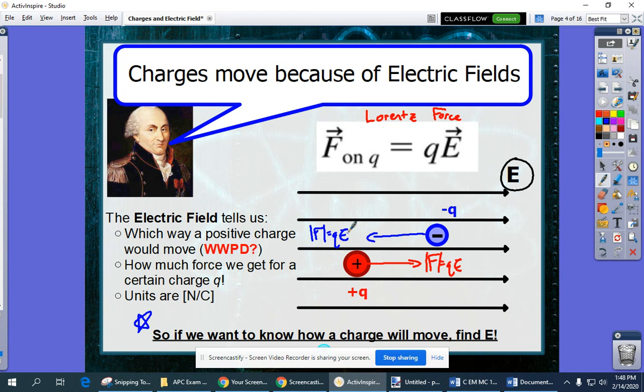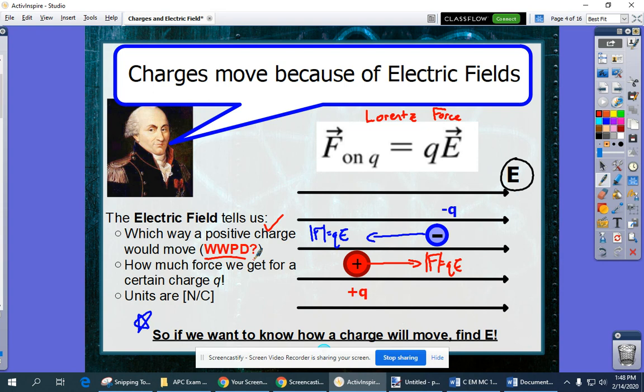So that brings us to our first important point about electric fields. They tell us which way a positive charge would move if it feels that electric field, WWPD. What would a proton do, or what would a positive charge do? So sometimes I will ask you that question, WWPD, as a way to remind us that electric fields tell us, well, this electric field's to the right, positive charges to the right.